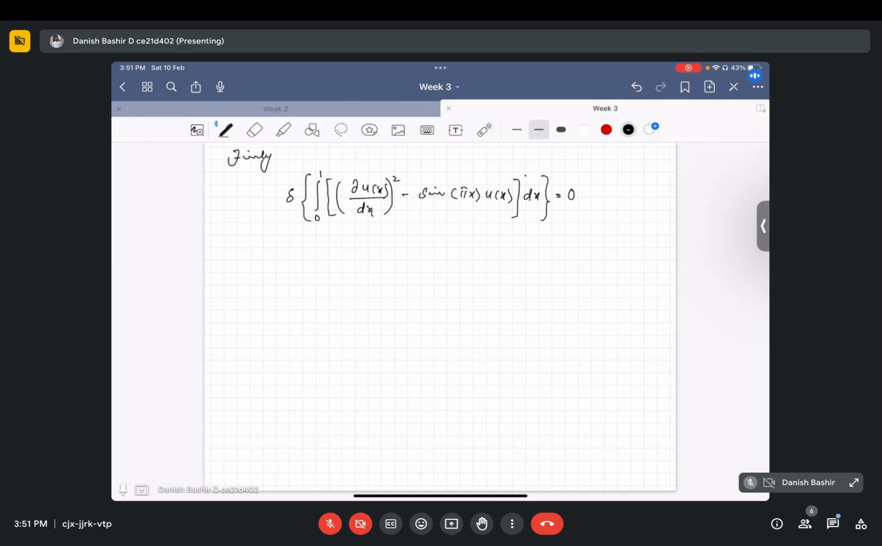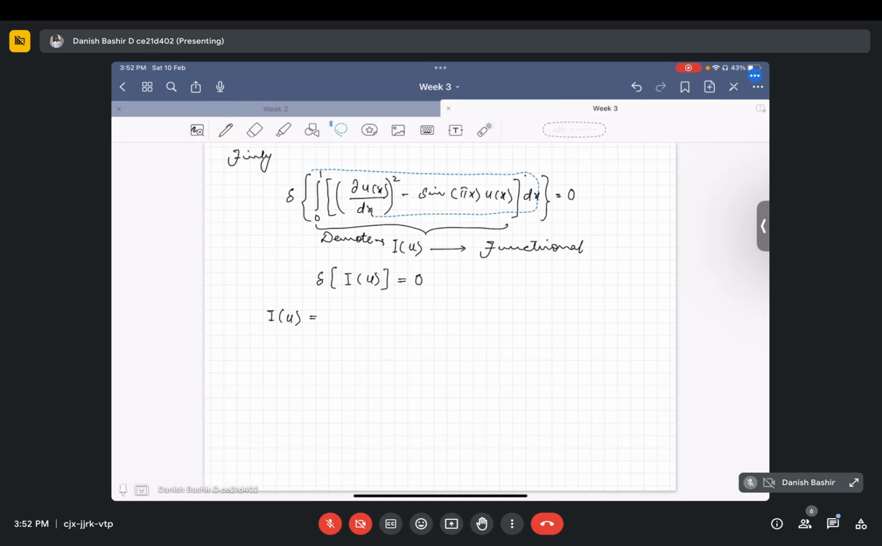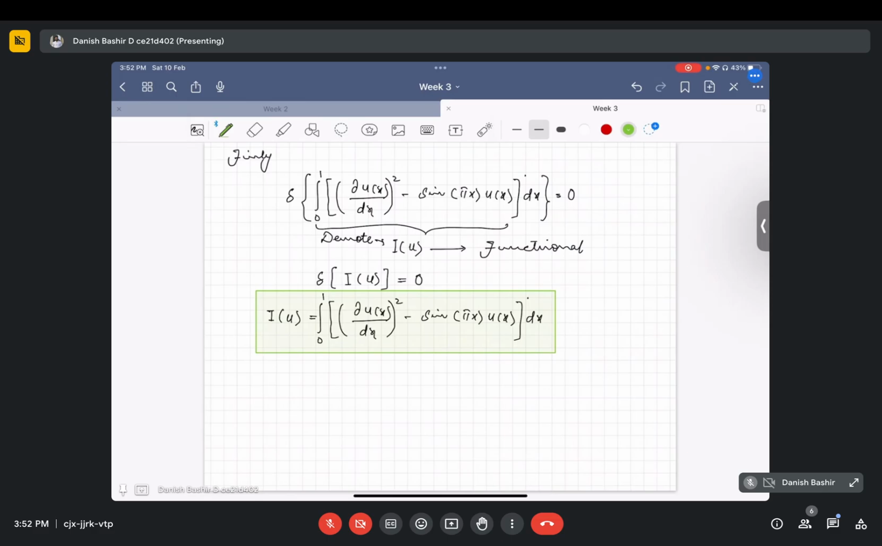Okay, this whole inside quantity we denote by I of u. Look, it's a function of u only, so we write it as I of u. We call it a functional. So we have finally arrived at something like this: the variation of the functional I of u is equal to 0, where the functional I of u is equal to this term only. So we got something new here.